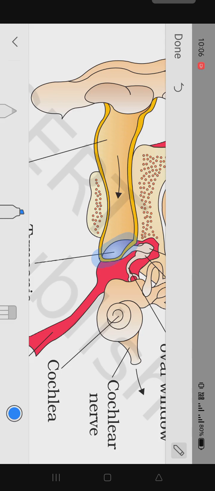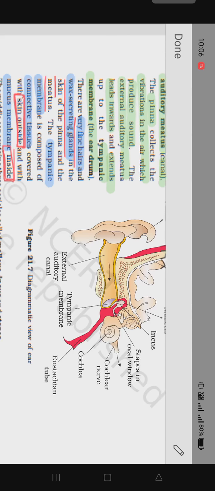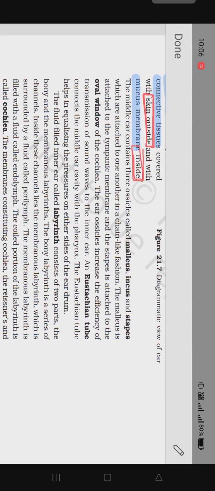This is composed of all the three germ layers, that is the ectoderm, endoderm, and mesoderm. All the three germ layers are present in the tympanic membrane or the eardrum.